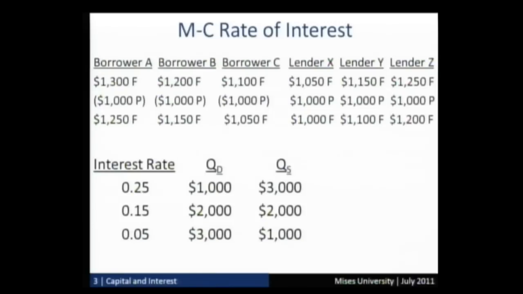Borrower B is a little less eager to borrow because borrower B is only willing to pay a 15% premium to acquire the present money, the $1,000 today. He's willing to pay $1,150 in a year. And borrower C is the least eager borrower, willing only to pay a 5% premium.